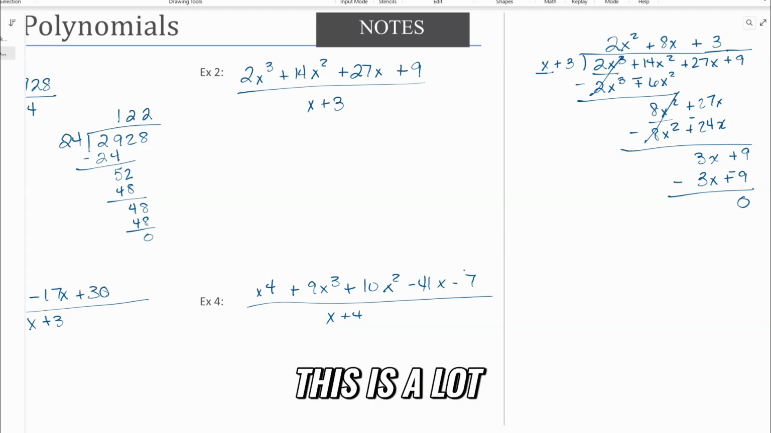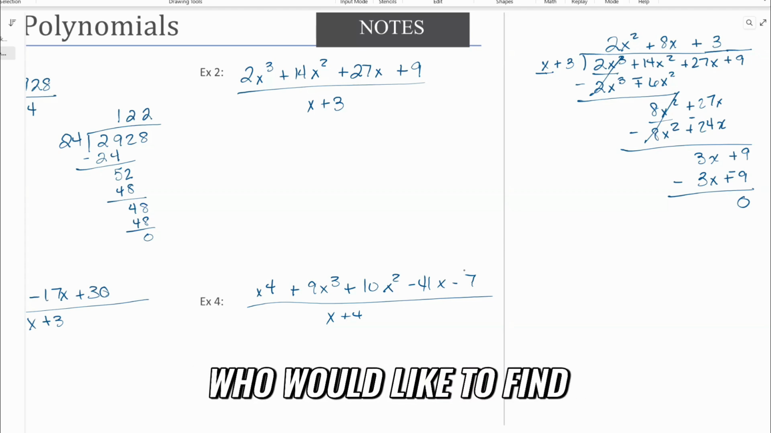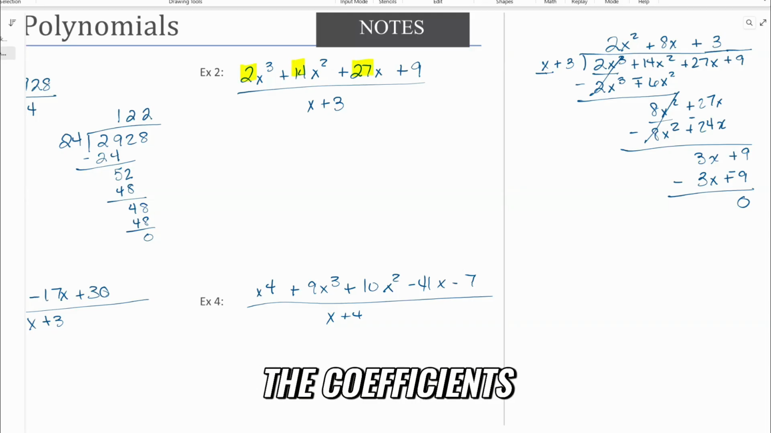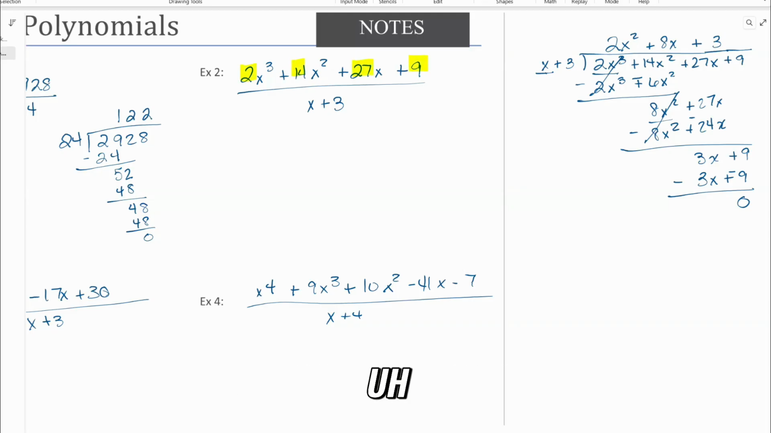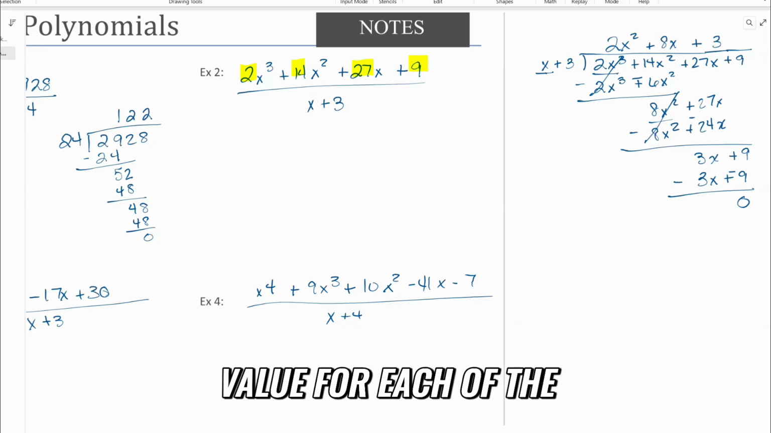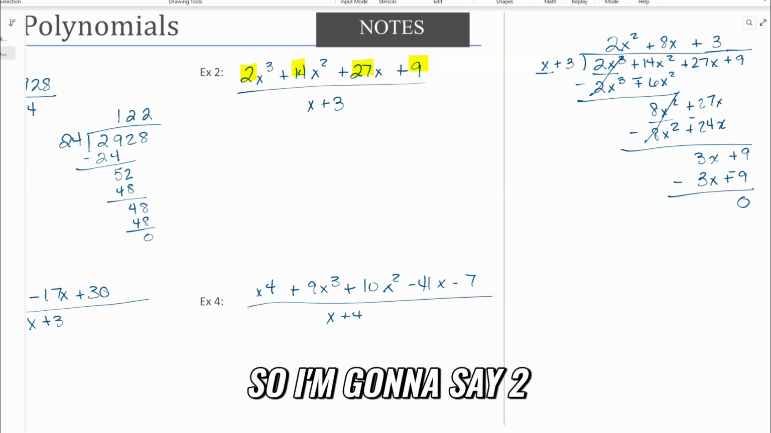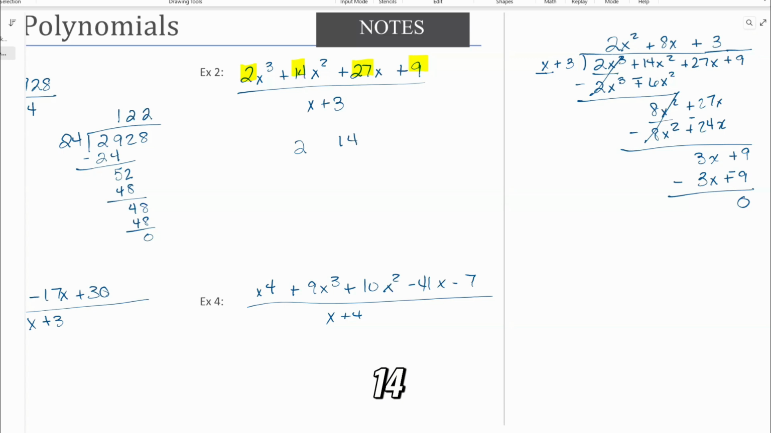Now, this is a lot of writing. Who would like to see a shortcut to do this? Yes, yes. Okay. So what I'm going to do is just take the coefficients. Now I have to check and make sure that I have a value for each of the powers. I've got third, squared, first, 0. Got them all. So I'm going to say 2, 14, 20, not 29.